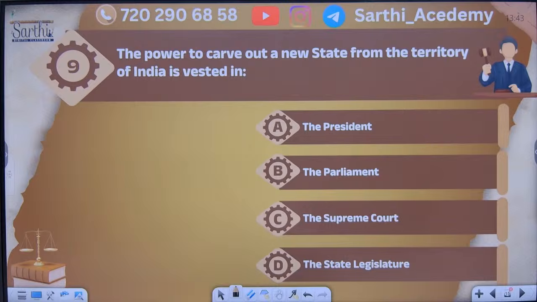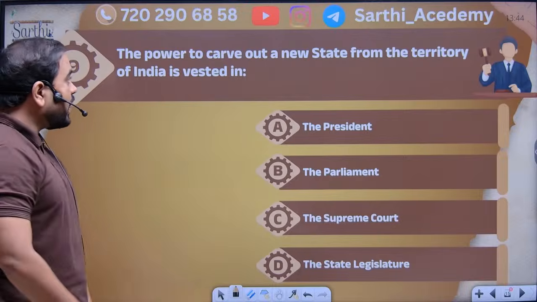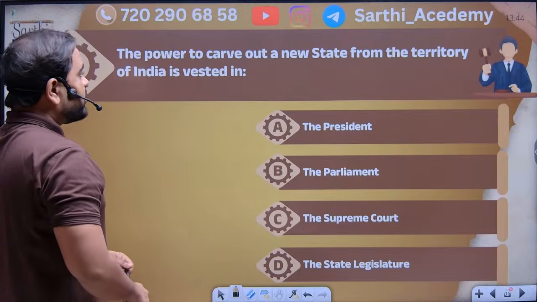The power to carve out a new state from the territory of India is vested in the hands of whom? President, Parliament, Supreme Court, State Legislature. The question is a little difficult, but you will have to give the answer. Such questions are going to come in the exam. Such a type of question may possibly come in the examination. Very good. The power to carve out a new state from the territory.